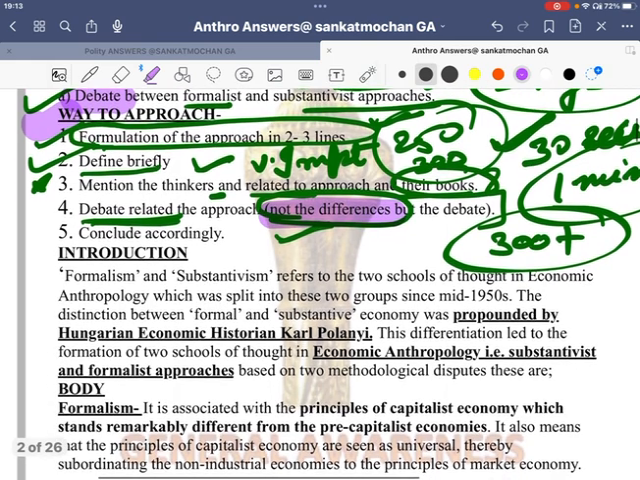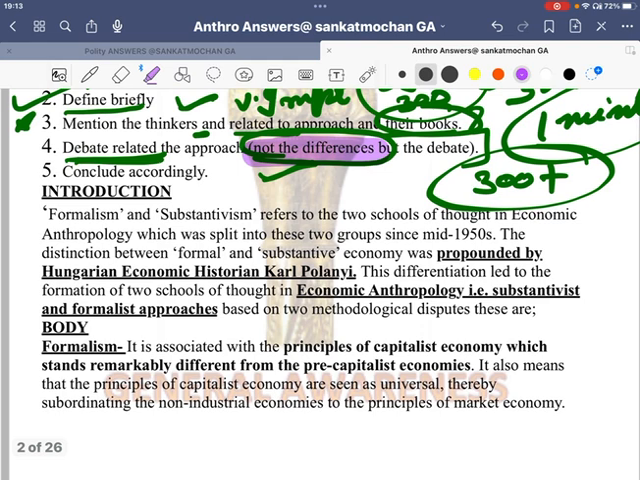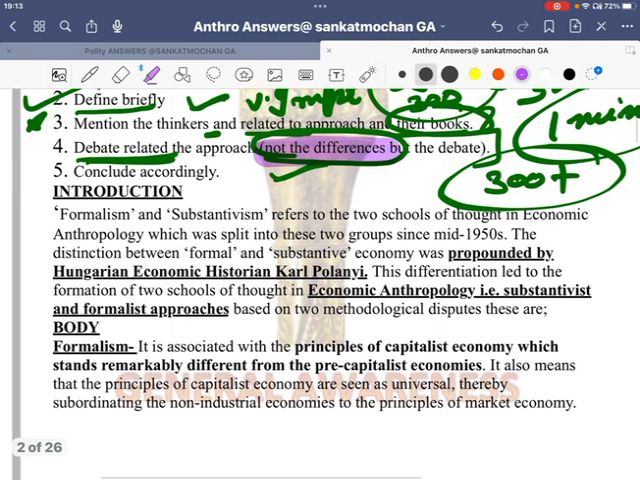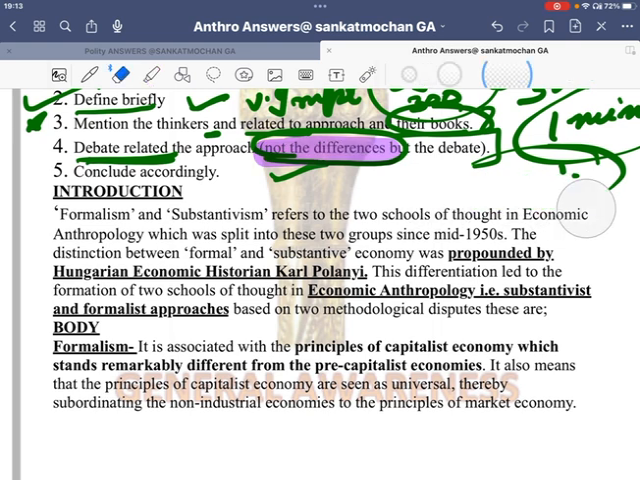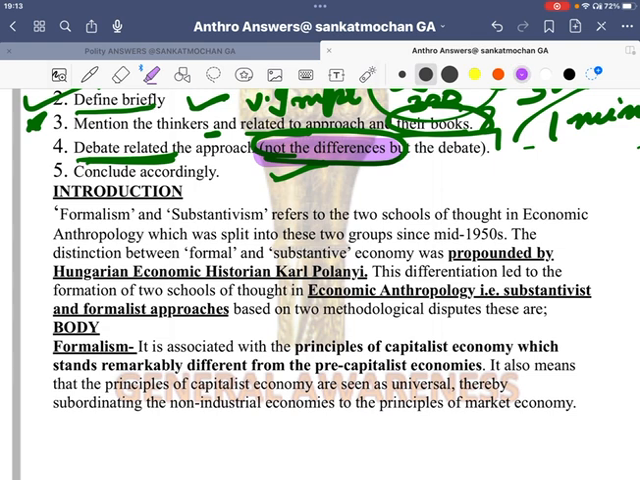Now let's start with the answer framing. I hope you are jotting it down in your copy. Just taking a screenshot would not help you because I know through experience we don't revisit the screenshot. So I request you all to jot it down. Fine. Thank you. Let's start.